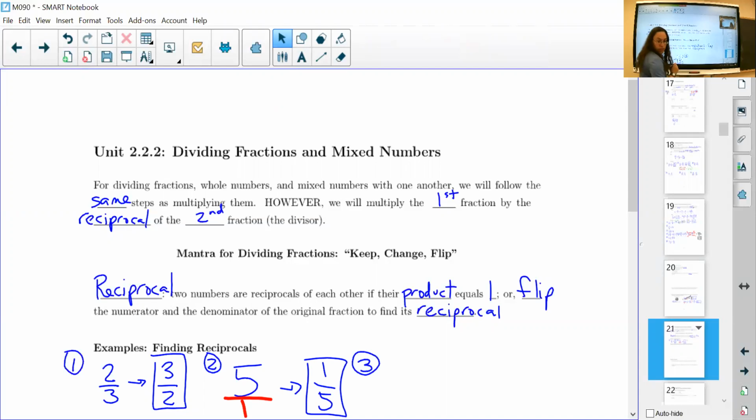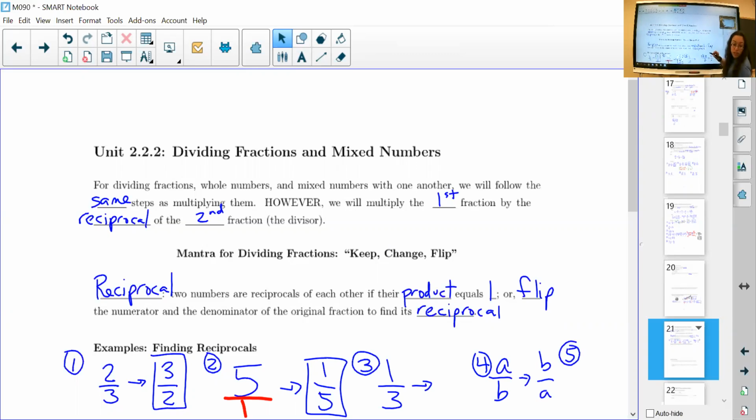I'll let you take a look at 1/3. What can you flip that to? Put it in the simplest form. Example 4 is A over B, and we're just going to switch the top and bottom. Get B over A. And example 5 is, just call it C. How do we turn C into the reciprocal of C?